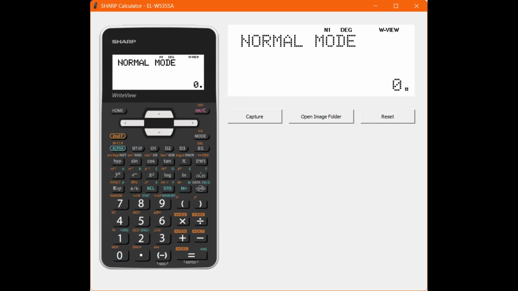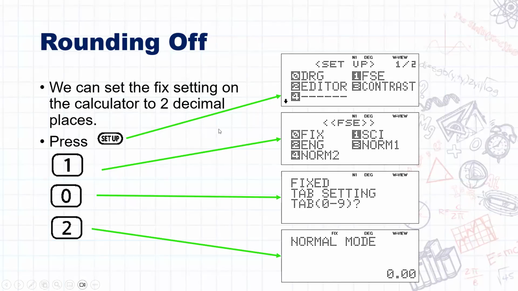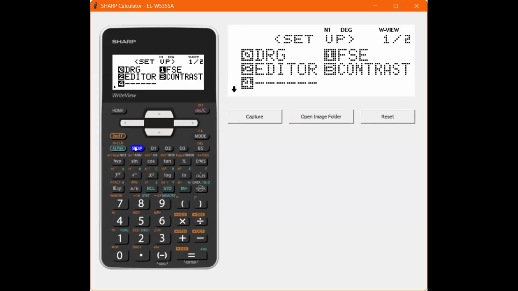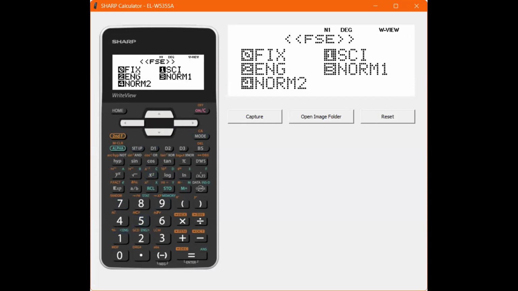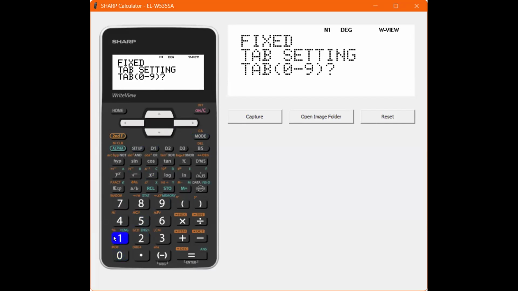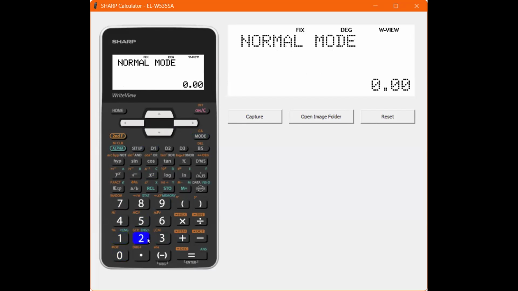Now for rounding off, again, we can set it up so that the calculator rounds off any decimal answer to 2 decimal places for you. To do that, I'm going to go get my calculator. We're going to press setup and then choose 1 for FSE, which stands for fixed, scientific and engineering notation. So 1. And we're going to choose 0 for fixed notation. In other words, we want to fix the number of decimal places to 2 decimal places. So now you can see automatically it pops up like this.